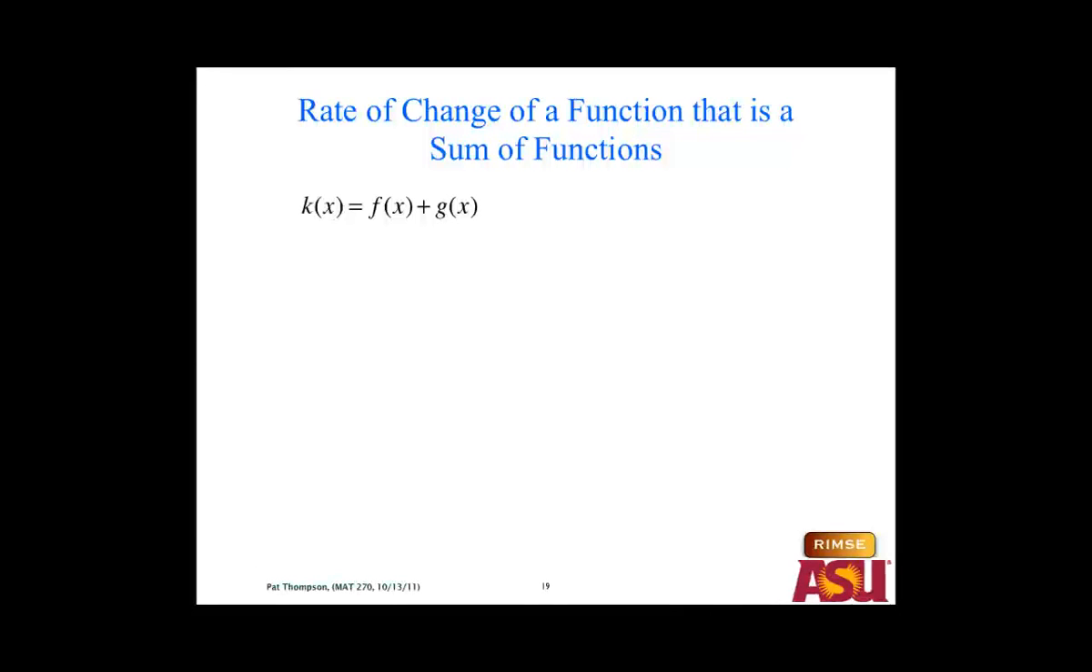So we're going to prove that the rate of change of k with respect to x is the rate of change of f with respect to x plus the rate of change of g with respect to x. So, given that the function in question is the sum of two other functions, prove that the rate of change of our original function is the sum of the rates of change. This is for you to do, okay? Practice, go.